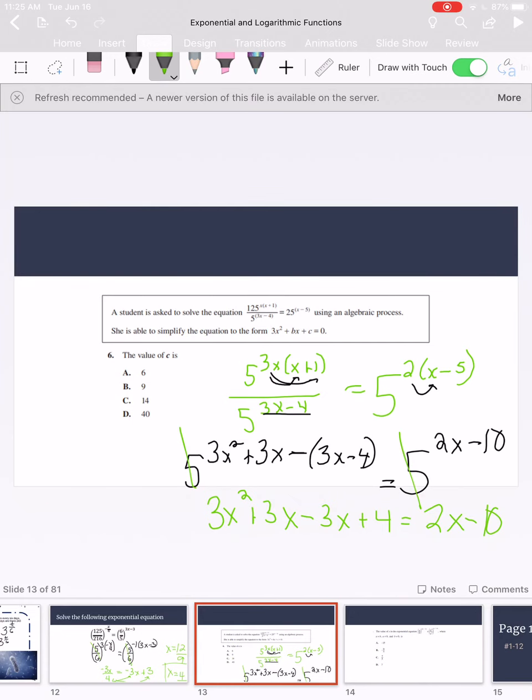All right, so this works out nicely. The 3x and the minus 3x cancel out. Okay, I can bring this negative 2x to the left, or the 2x to the left, which makes it negative. I'll bring the negative 10 over, so I'm going to add the 10 over. So I end up with plus 14. All right, so the C value then is 14.